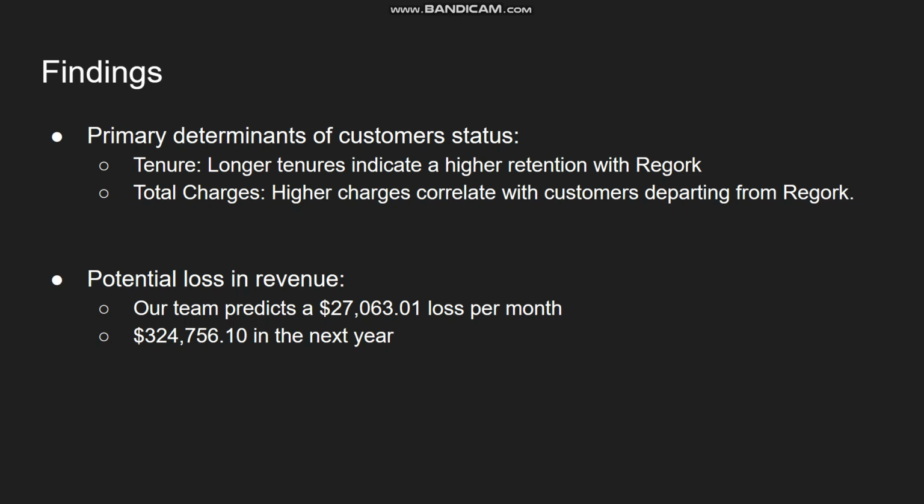So our findings using our optimal Mars model, we concluded that primary determinants of customer status were tenure and the total charges, and our group also found potential loss possibilities in revenue. Our team predicted that around $27,000 in loss would occur a month, which would round out to about $325,000 a year.